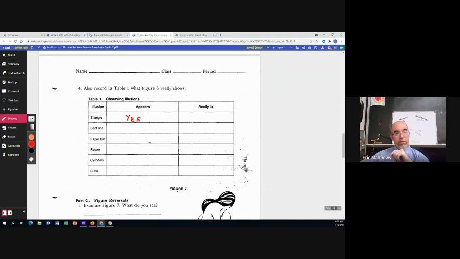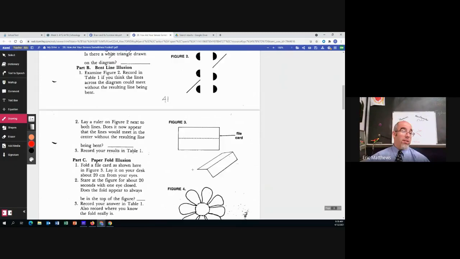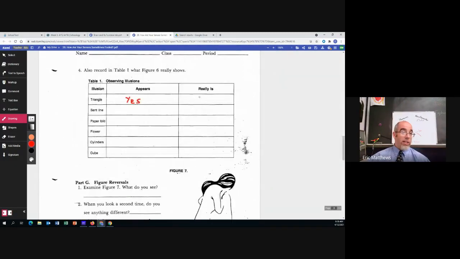Yes, we do. Now, the better question is for the second column. It says, is there really a white triangle there? Is there really a white triangle in that spot or in this spot? No, there isn't. That shape does not exist there. It's missing points, and our brain says, oh, there's a shape there. There isn't. It's just fooling us into thinking that there is. So let me come down. Really, is there? No.